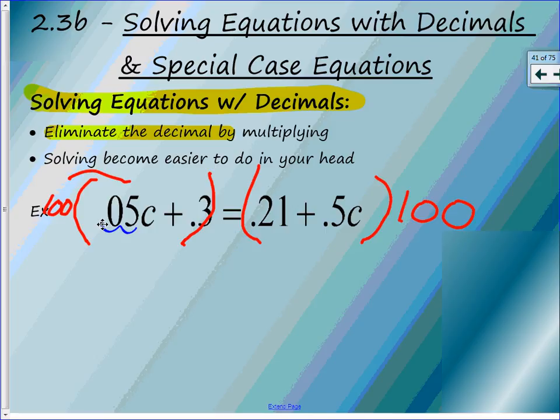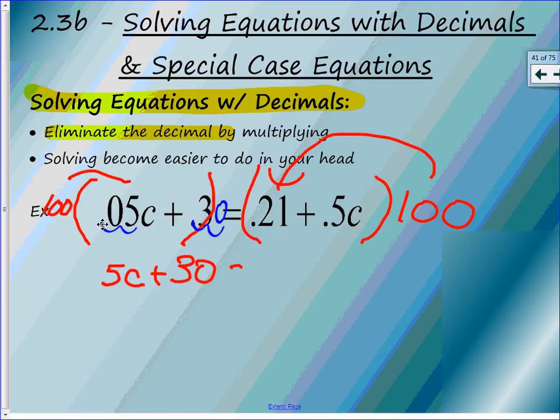So 100 times 0.05 is 5c, because multiplying by 100 is moving the decimal 2 spots to the right. Multiplying 100 by 3, I move the decimal 2 spots to the right, and I fill in a 0 because it has that empty position. So that becomes plus 30. All right, because the goal is doing this without a calculator. Multiplying by 100 has 2 zeros, so you're moving the decimal 2 spots to the right.